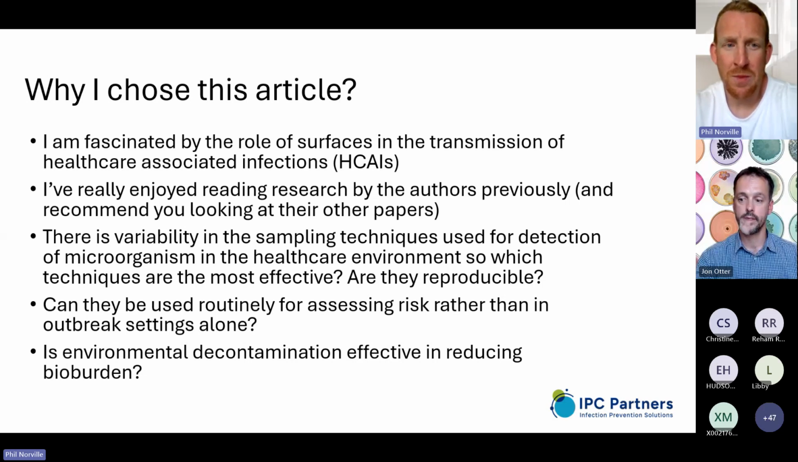All kinds of questions like that. I also chose this paper because I've really enjoyed reading research from the authors previously. I recommend that you have a look at the group because they've been quite active in their publication record, and they've answered quite a couple of interesting questions around the methodology for sampling the healthcare environment and how it changes depending on the approach that you take. So we know there's a lot of variability in the sample technique that we use, and I wondered whether this paper might consider that, and also whether the techniques that they use are reproducible, because we know that the approach that we take will differ with the results that we're given.